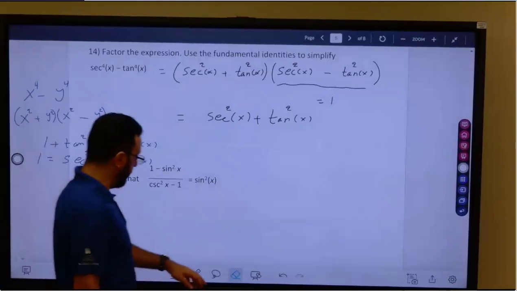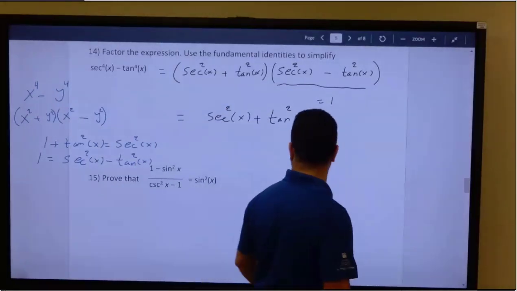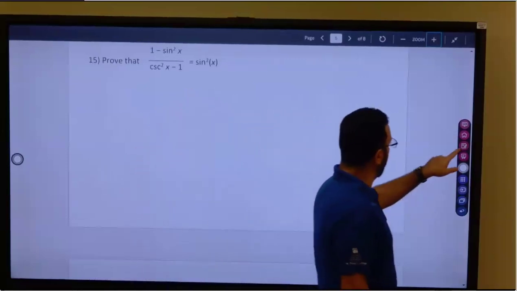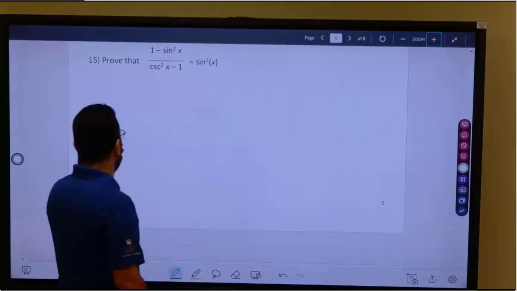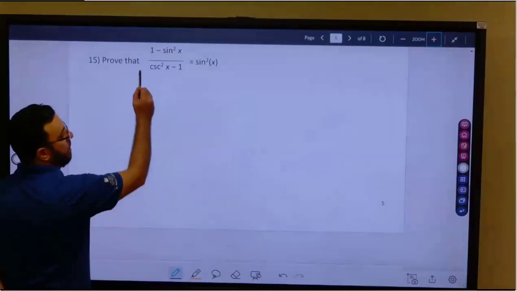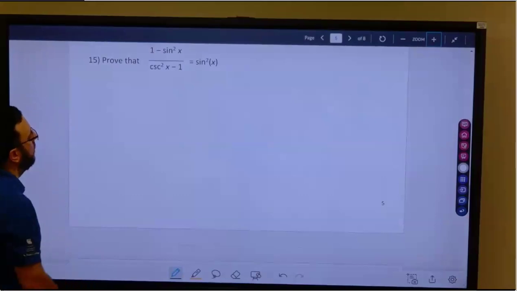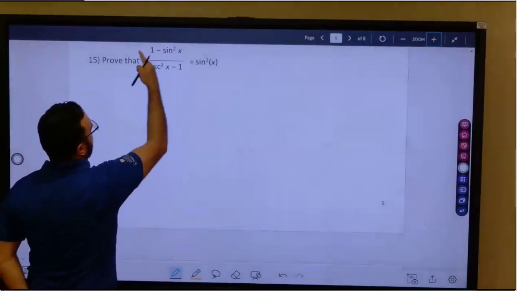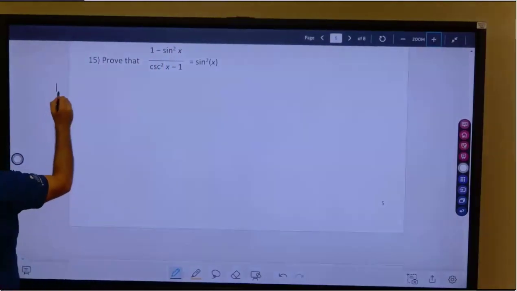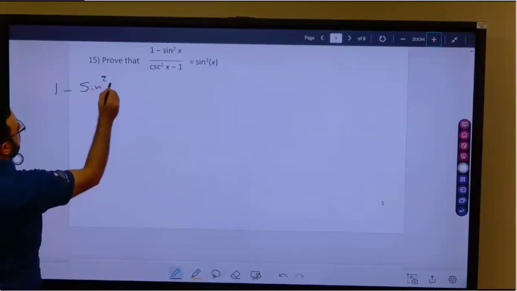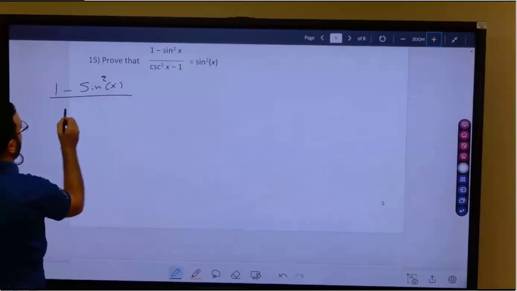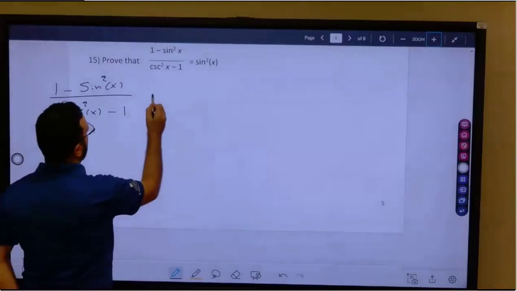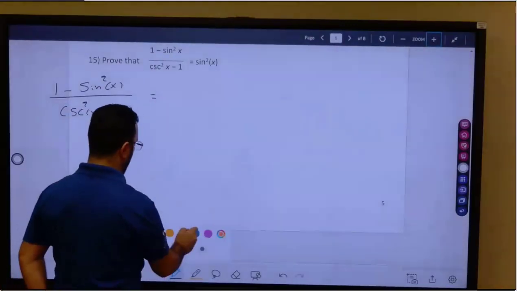So let's go to the next problem. Check how we're gonna solve this problem. Number 15. Let's see. We have 1 minus sine squared x over cosecant squared x minus 1. So I'm gonna take the left side and I need to get the right side. So 1 minus sine squared x and everything divided by cosecant squared x minus 1. That's one of them. Let's check here, step by step.